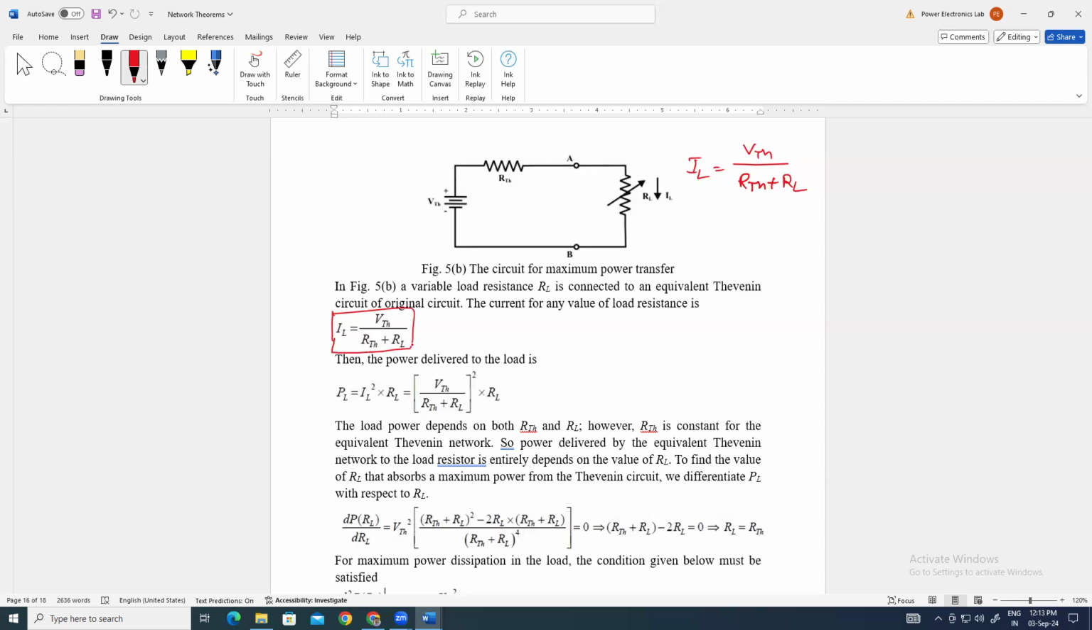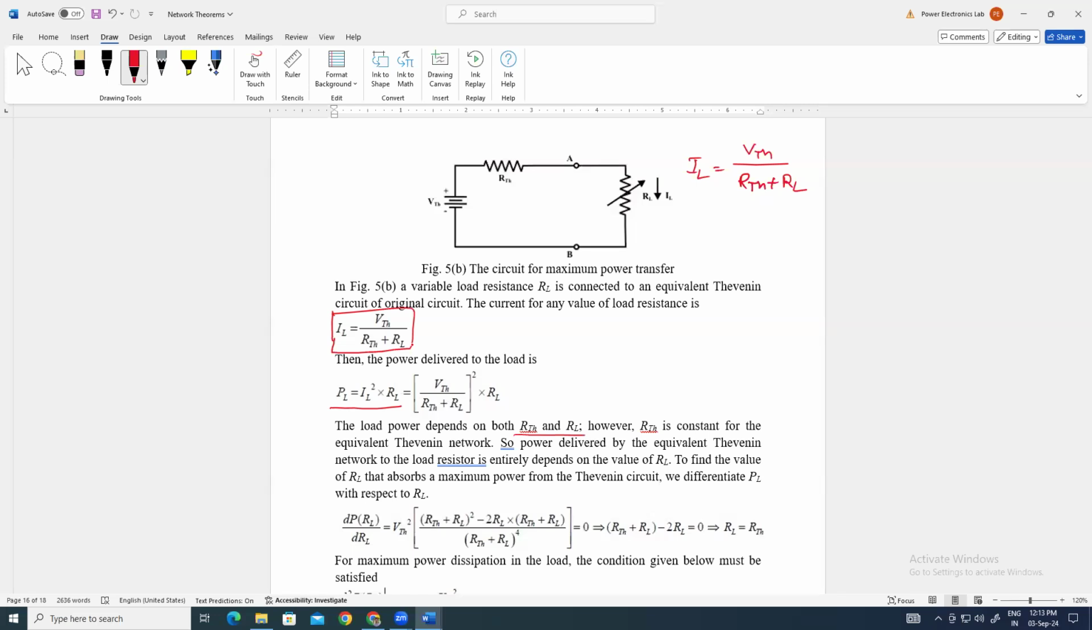What is the power delivered to the load? Power delivered to the load PL is equal to IL square into RL. So IL square is nothing but VTH upon RTH plus RL whole square, into RL. So this is the expression for output power being delivered to the load. You can see here, the load power depends on both RTH and RL, where RL is variable. The load resistor is variable.